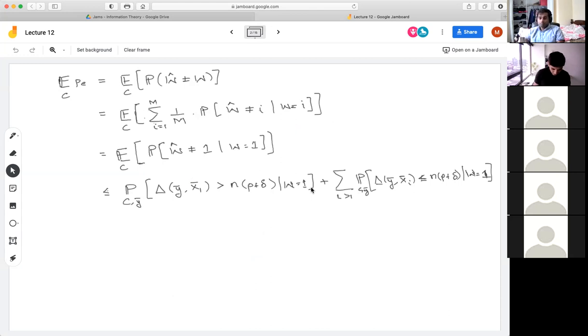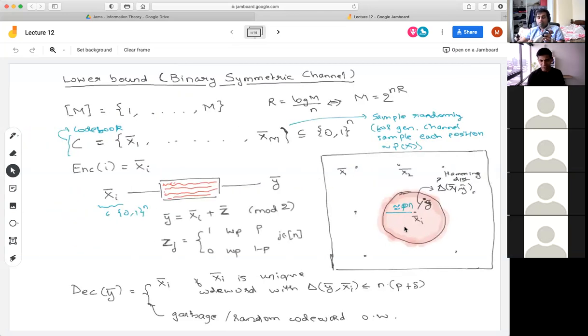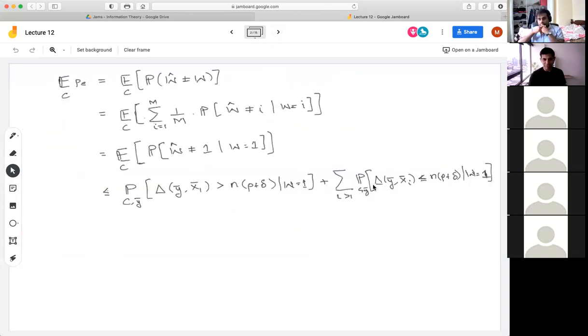Either the code word which was sent, x1 bar, is now too far from y bar, so there was a lot of corruption, more than we expected. And in this case, it won't be within this ball of radius that we are considering, so our decoder will fail. Or it just so happens that within this ball, there is actually another code word. And this is just a fault of our code construction, that there is some such ball within which two code words ended up, possibly.